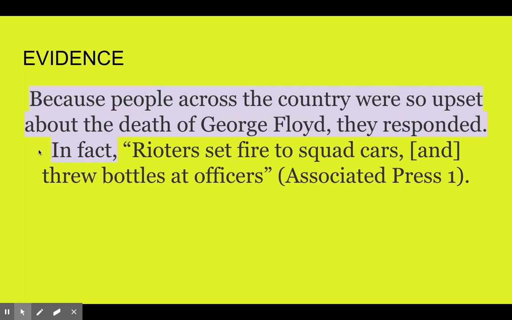That's like a transition that leads into the next part. You never want to just start a sentence with the quotation mark with the word rioters. You always need to lead into it just a little bit.